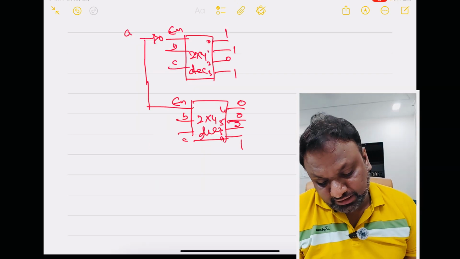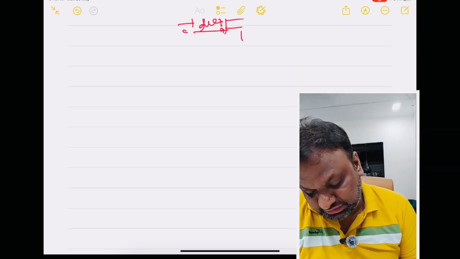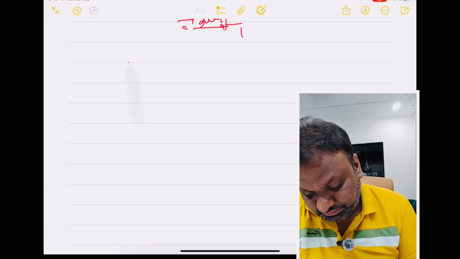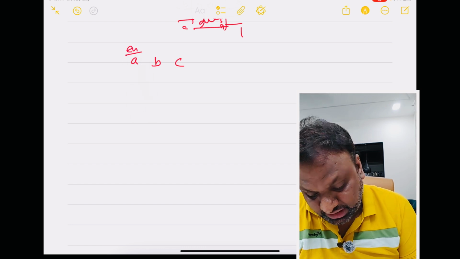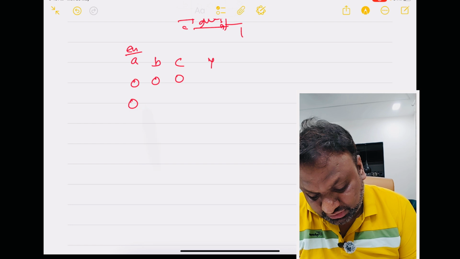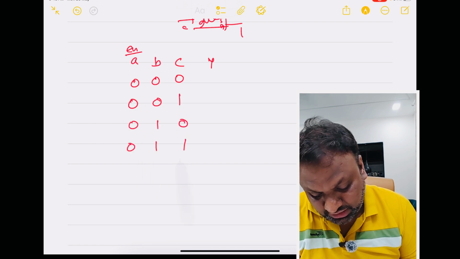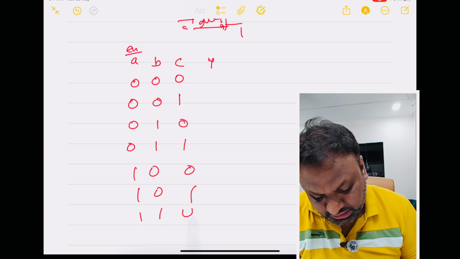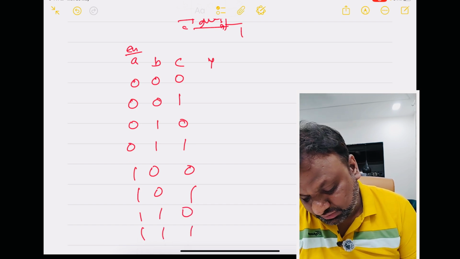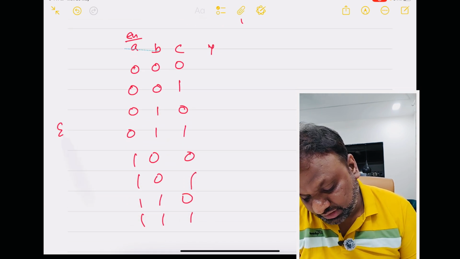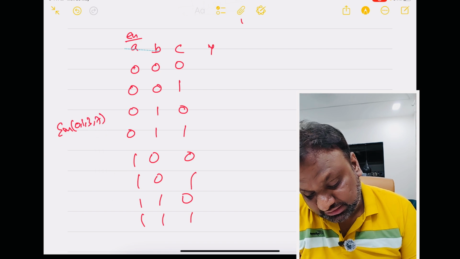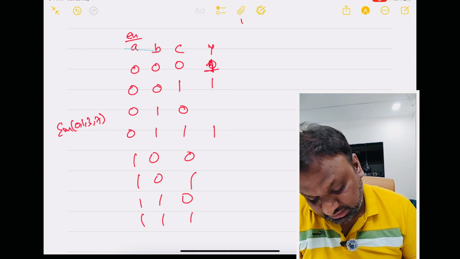And let us verify the same thing using a truth table also. So the truth table goes like this. You can see here A, B, C, where A is nothing but my enable signal, and my Y is 0 0 0 1 0 1 0 0 1 1 1 0 0 1 0 1 1 1 0 and 1 1 1. Okay, so what is my question? The question is F equals sigma m of 0, 1, 3, 7, and the rest of the places are 0, correct?